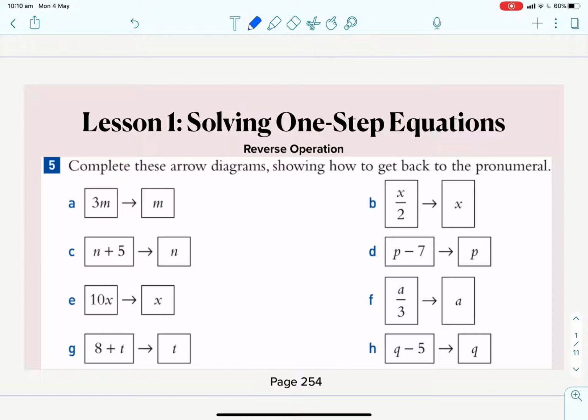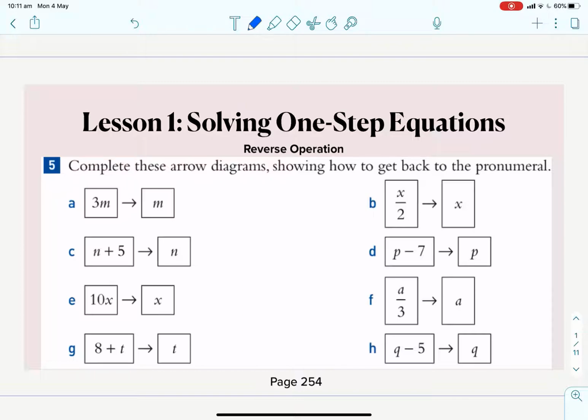So when we solve equations, we want to go back to what the polynomial or what the letter is. If you're not sure what a polynomial is, polynomial is the letter. Well, it can be any symbol or letter, doesn't matter. So we want to go back to, for example, let's say 3m equals 6. We want to know what 1m is. So we need to know the opposite of some of the operations. So let's get into that.